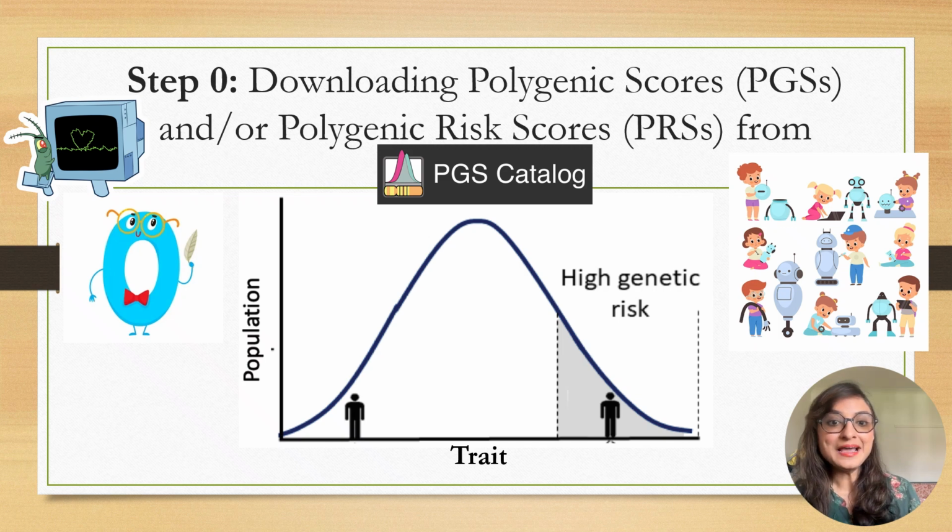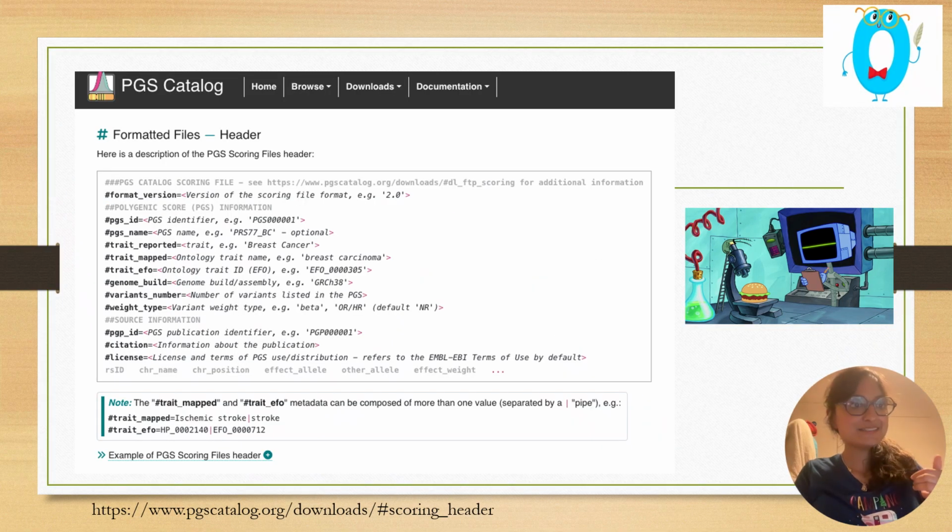Now I'll show you how we download these polygenic scores, or these polygenic risk scores, from PGS Catalog. How do we do that? So what we're observing here is that in PGS calculator, we have scoring files that have the following format.